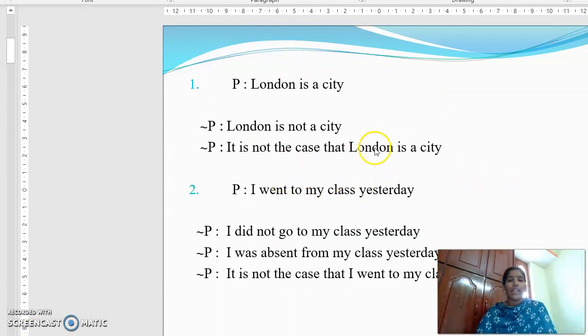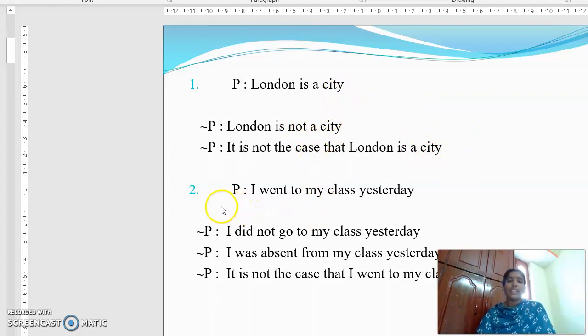Here we have more examples for the negation connective. For example, we have one statement, "London is a city," denoted by the capital P. To apply the negation connective, the negation of P, you simply write the tilde symbol or "not": London is not a city. Or, in another way, it is not the case that London is a city. Anyway, you have to apply the not to the given statement.